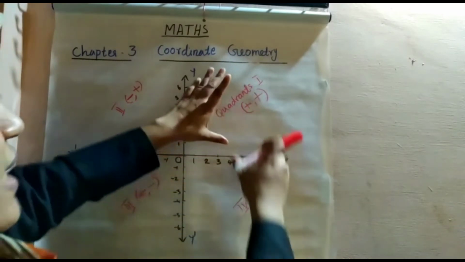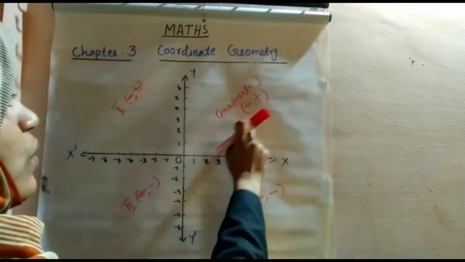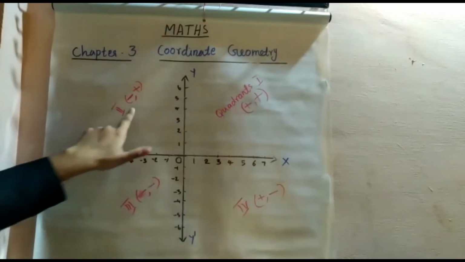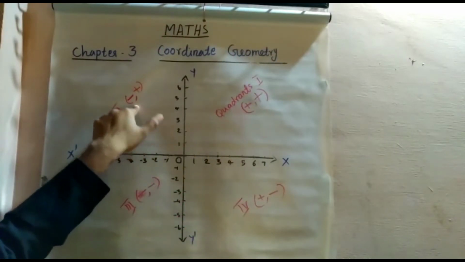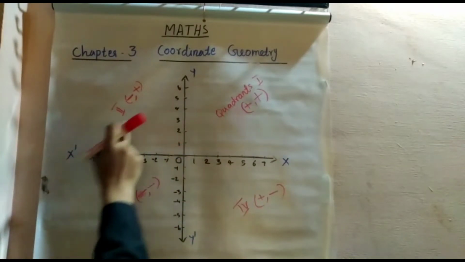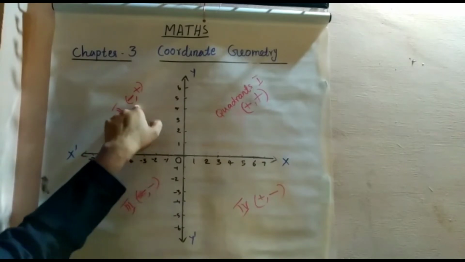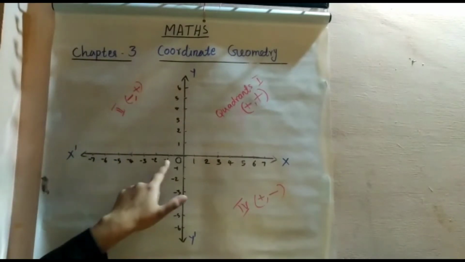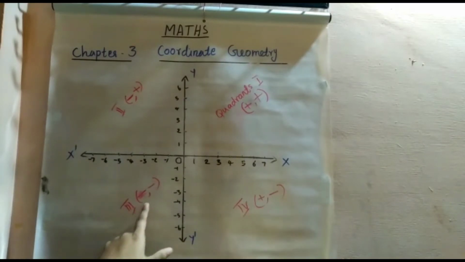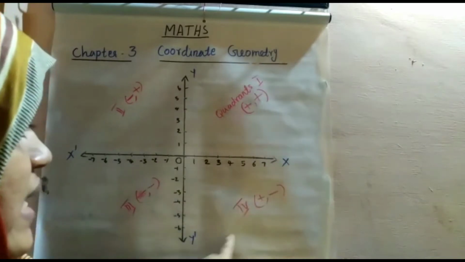Clear? In the first quadrant, we consider positive x direction and positive y direction. Both are positive. In the second quadrant, we consider first the sign of x, then y. Here negative x and a positive y. In the third quadrant, both are negative, negative x, negative y axis. Fourth quadrant, x positive, y negative.